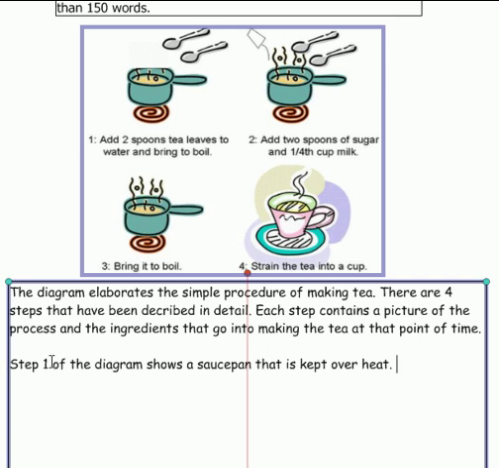Now, instead of writing step 1, you can say the first step of the diagram. So one thing to notice is that you do not have to make capital letters just in the middle of the sentence. This is a very common mistake that students make. Capital letters should only start a sentence. In the middle of the sentence, you do not have to just start writing the first letter of every word in capitals. That is not fair. So the first step of the diagram shows a saucepan that is kept over heat.